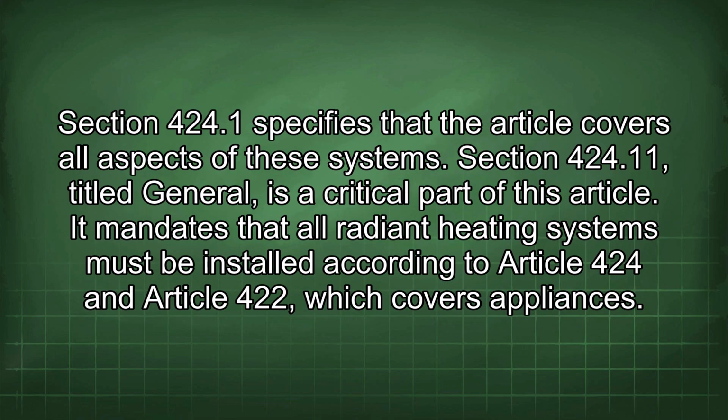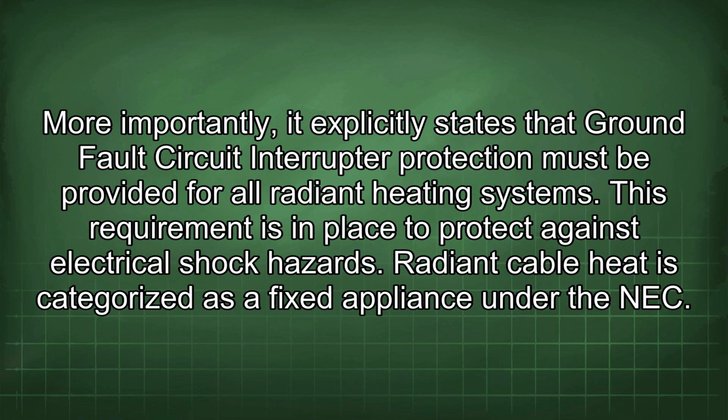Section 424.1 specifies that the article covers all aspects of these systems. Section 424.11, titled General, is a critical part of this article. It mandates that all radiant heating systems must be installed according to Article 424 and Article 422, which covers appliances. More importantly, it explicitly states that ground fault circuit interrupter protection must be provided for all radiant heating systems. This requirement is in place to protect against electrical shock hazards.